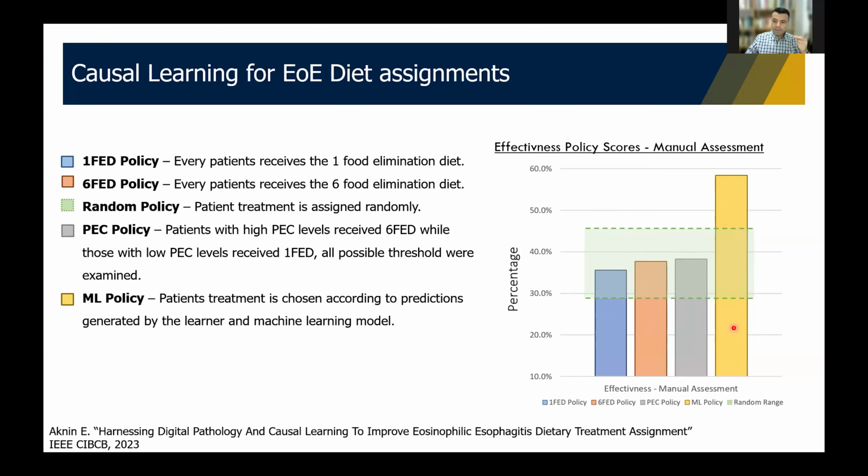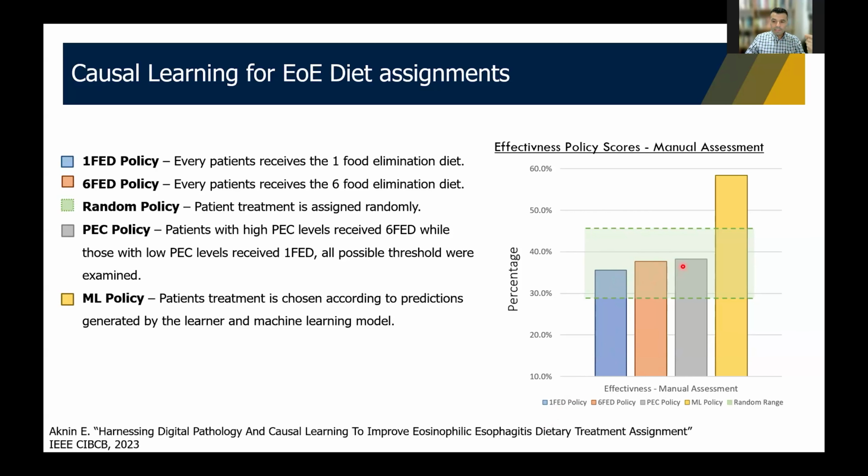So what you see here, all these bars are measuring the effectiveness of treatment. What you see here in the blue and in the orange is the effectiveness of giving 1 food elimination diet or 6 food elimination diet. So if I get a patient, I give him 1 or 6. And as we showed before, the effectiveness is only around 30%. Only about a third of the patients will experience reduction in their eosinophil count.